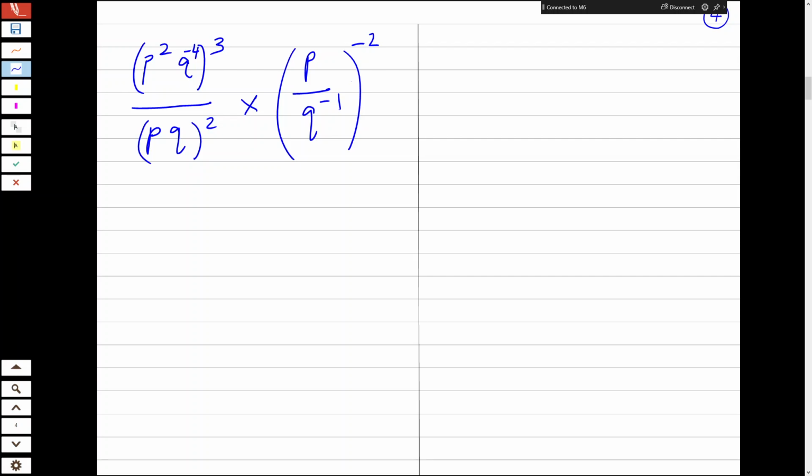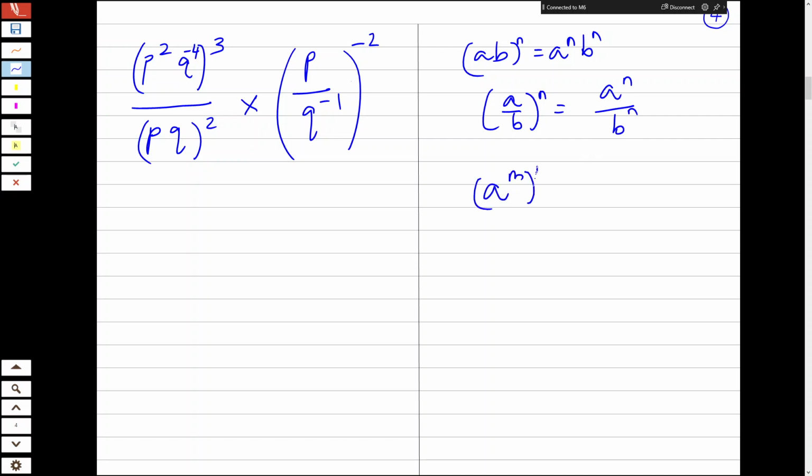So I'll write down the index laws for you. So (ab) to the n is a^n b^n. (a over b) to the n is a^n on b^n. (a to the m) to the n is a to the mn. And a to the minus n is 1 over a to the n. So my experience is telling me that I'm going to need to use all four of these index laws to simplify this. Okay, hands have gone up, so let's go.